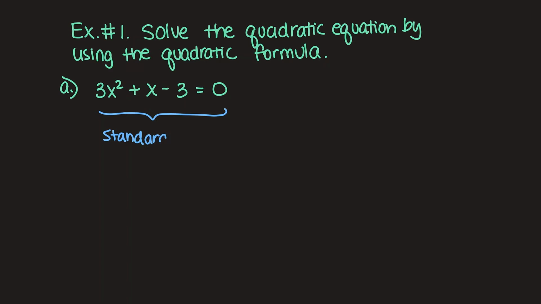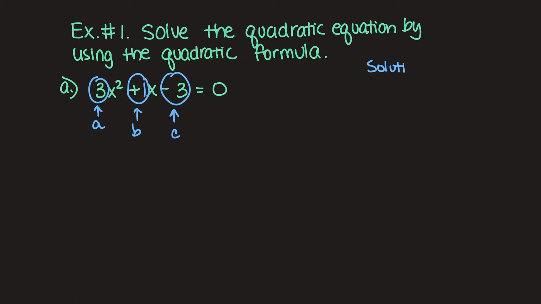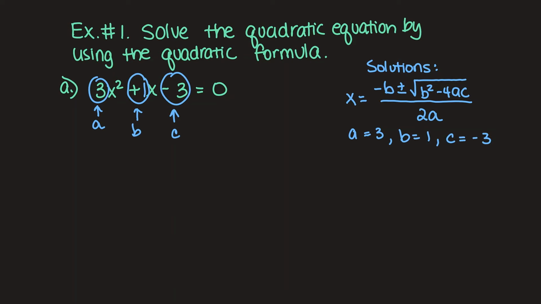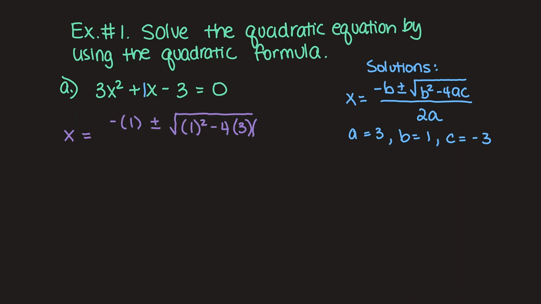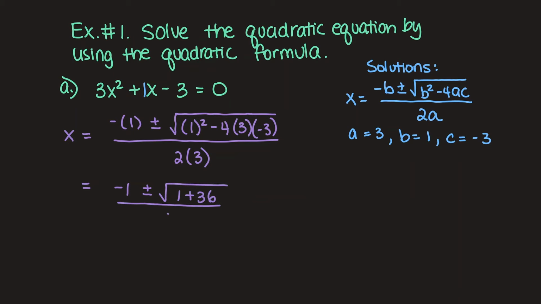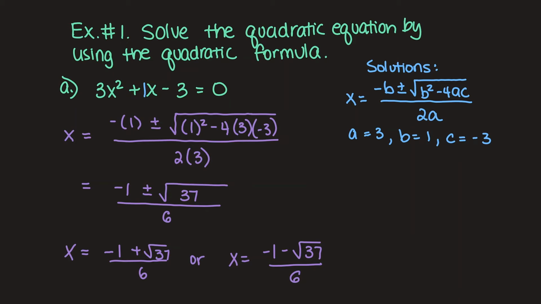So since this equation is already in standard form, we can easily identify the values for a, b, and c. a is 3, b is 1, and c is -3. We plug these values into the formula and simplify to get our solutions for x. And now that we simplified, our solutions for x are -1 plus square root 37 over 6, or -1 minus square root 37 over 6, which is the same as -1 plus or minus square root 37 over 6.